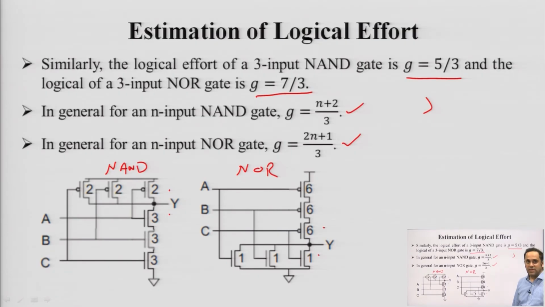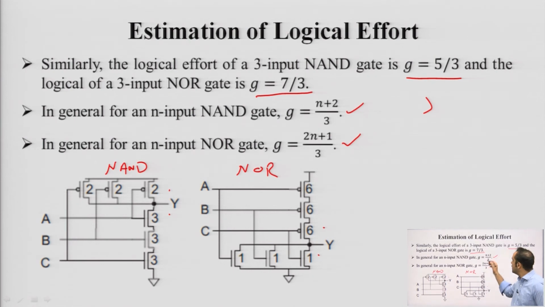Now you can see that as the number of inputs increases, the logical effort increases quite a lot for a NOR gate. This is also a major reason why NAND gates are preferred over NOR gates. This is a frequently asked question: why are NAND gates preferred for logic design over NOR gates? This is one of the reasons. Another reason is related to space and how many transistors are required. But this is one of the major reasons: the logical effort for an n input NOR gate is higher as compared to a NAND gate.